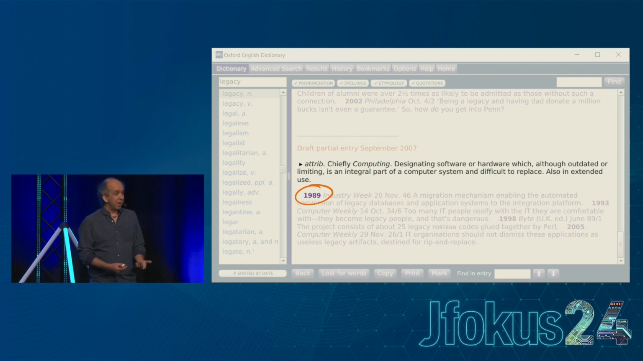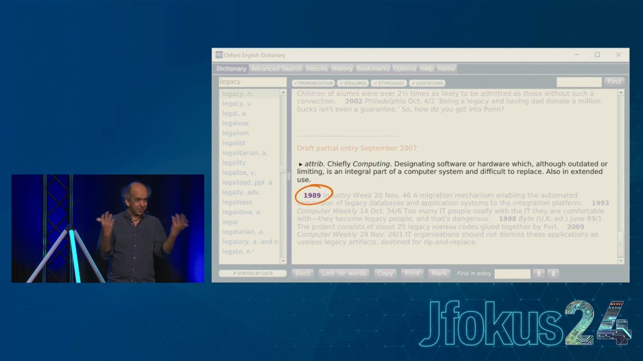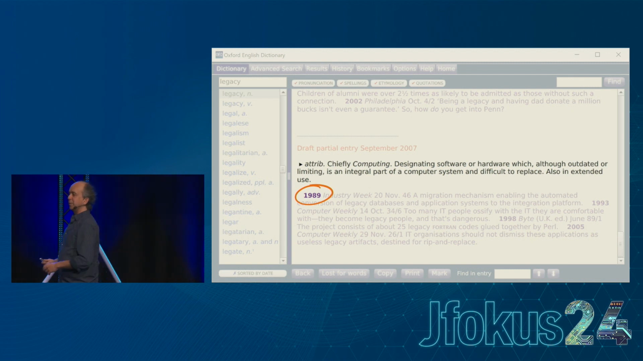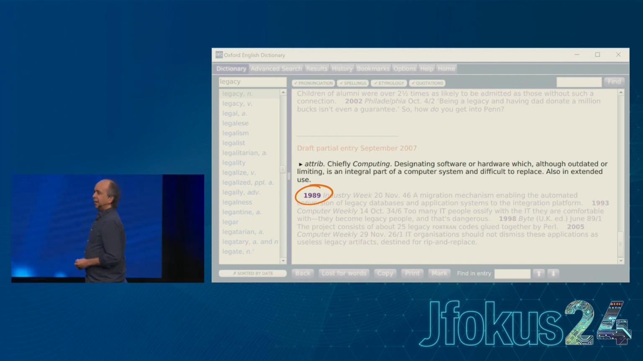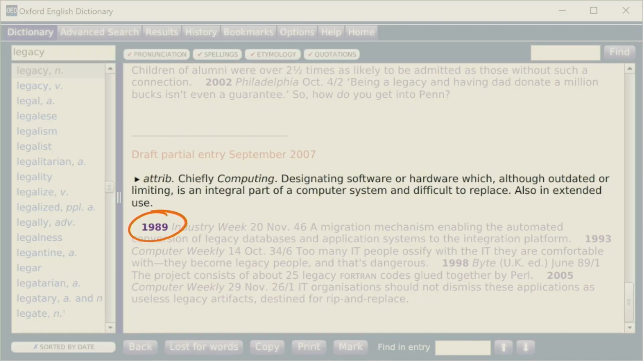What did people talk about before that? Well, they just called it crappy code or just expressed themselves. A friend of mine used to express it by smashing his keyboard. Very expensive developer to have in your company. But now we have words. We don't have to smash keyboards. Isn't that nice? And there is a definition here: designating software or hardware which, although outdated or limiting, is an integral part of a computer system and difficult to replace. That's not actually a bad definition.